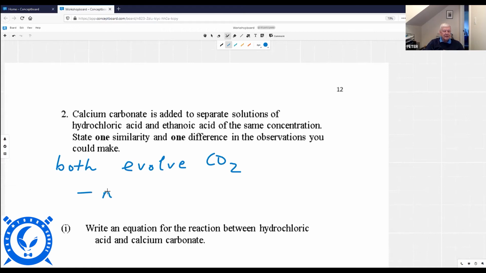Let me change this. Erase this here. Go back to blue pen. It's a more vigorous reaction with HCl. There we are.